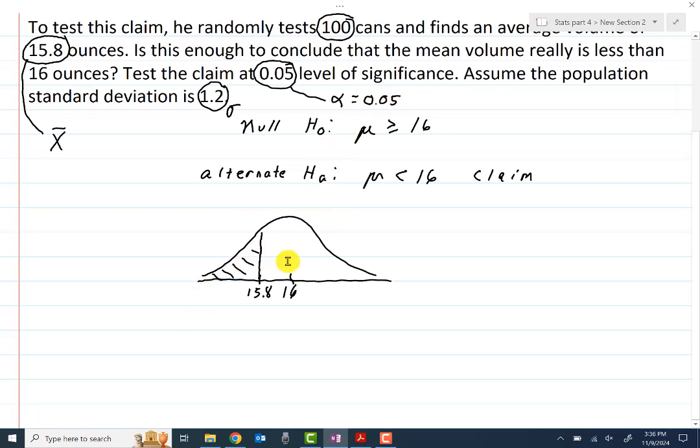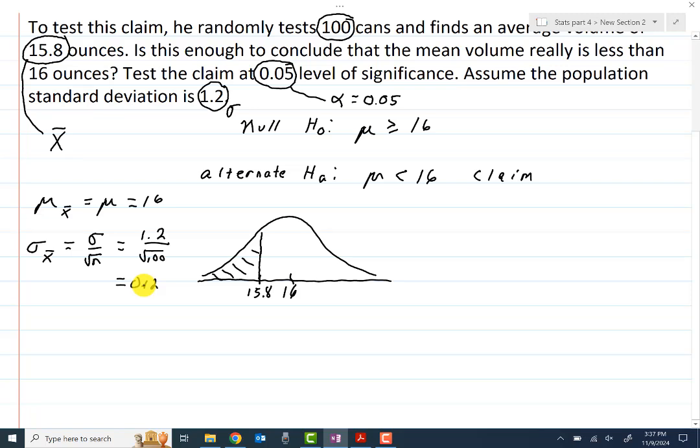We can't do anything with this region until we get a z-score. So let's do that. Remember, we're testing for the means, so we have to remember the symbols that we're using here. There are the two symbols. Mu sub x bar equals mu, that's no big deal. That's going to be our 16. Sigma sub x bar is going to be sigma over the square root of n. So we're going to have 1.2 divided by the square root of 100, and that turns out to be 0.12.